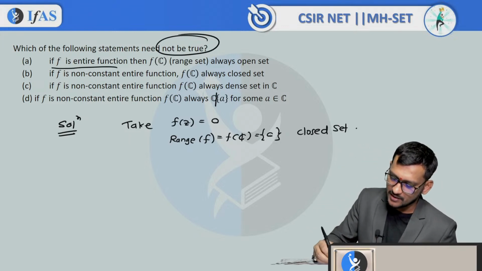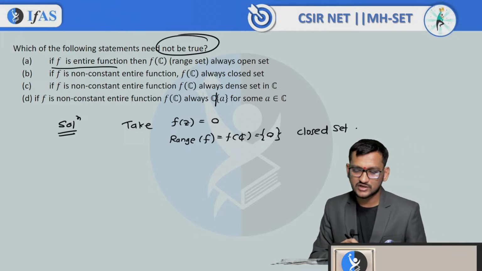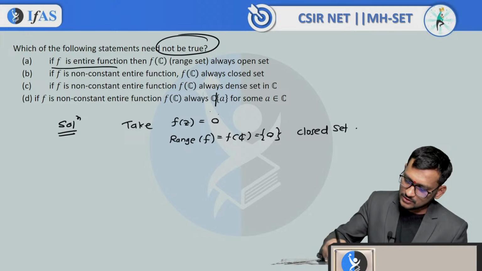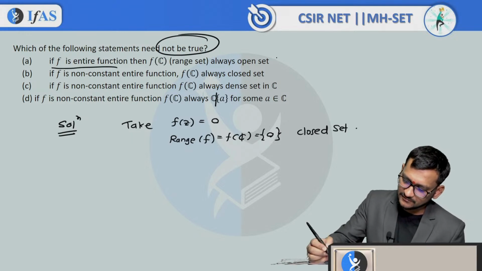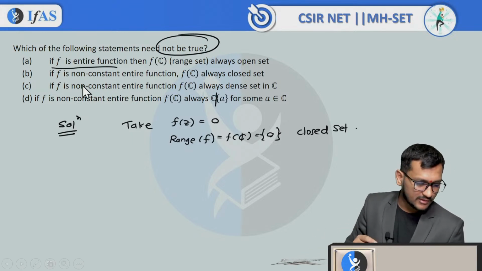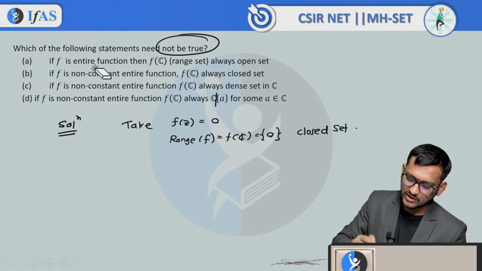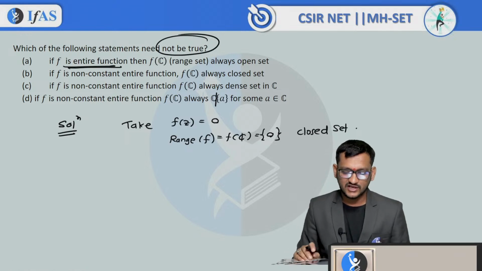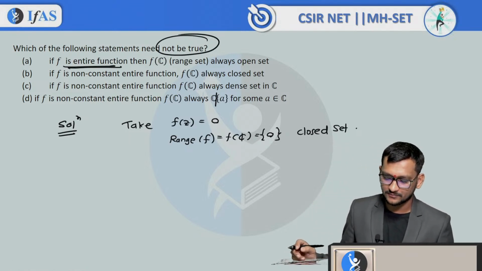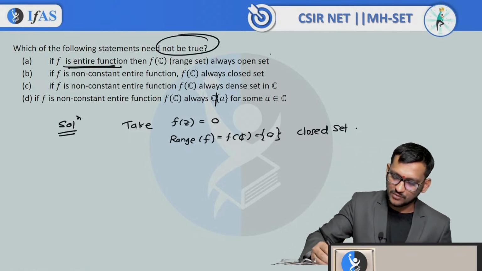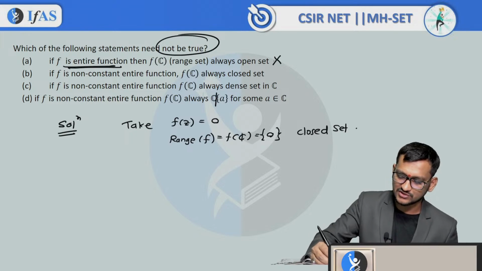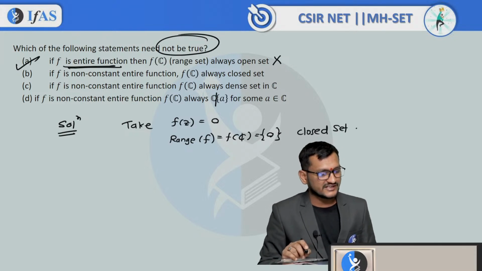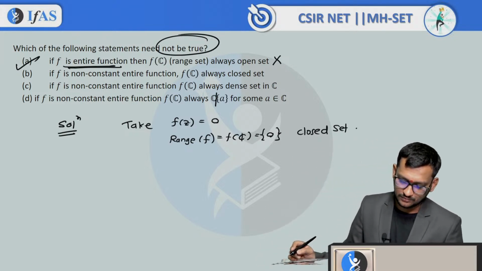You can take zero map. So this is singleton 0. Singleton sets are always closed. So the first is incorrect. So what is the problem? The problem is that the function is not given as non-constant. If it is non-constant and entire, then we can say range is always open. But the open mapping theorem cannot be applicable here. So this is false and we are interested in false only. So first is not true.